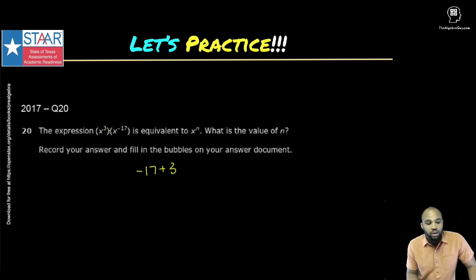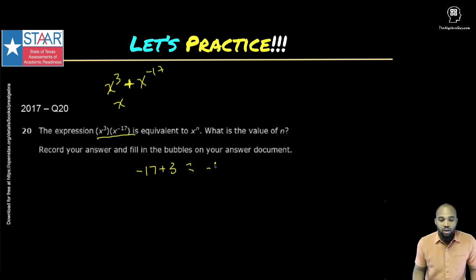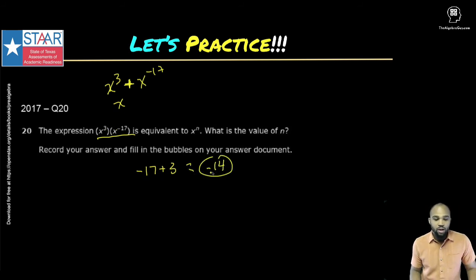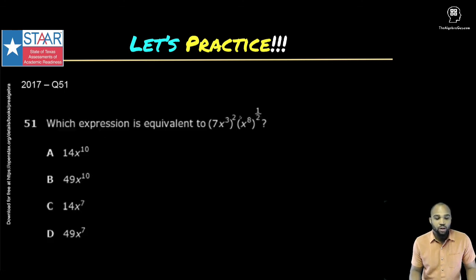Only when you multiply. I want to mention that again because sometimes students may get used to seeing that and think, oh yeah, we add these. But this is not for addition. Only when these are being multiplied like you see here. So that's why we're going to add the exponents. So negative 17 plus 3 gives us a negative 14. So you want to write that on your answer document for that one.